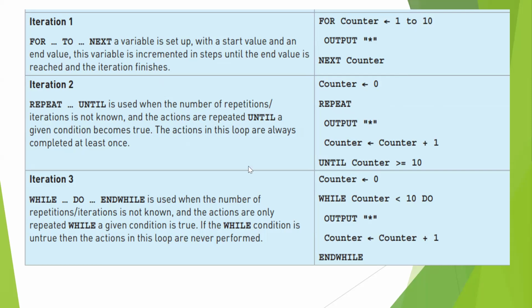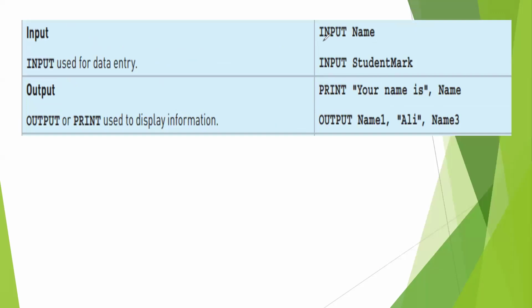This is the input. How to take input? INPUT the variable name. INPUT is used for data entry. INPUT, and this is another variable, student marks. OUTPUT or PRINT is used to display information. The print command is the output command. Your name will be displayed using this variable. Output name 1, Ali, name 3. Got that? Name 1 will have another value, Ali.